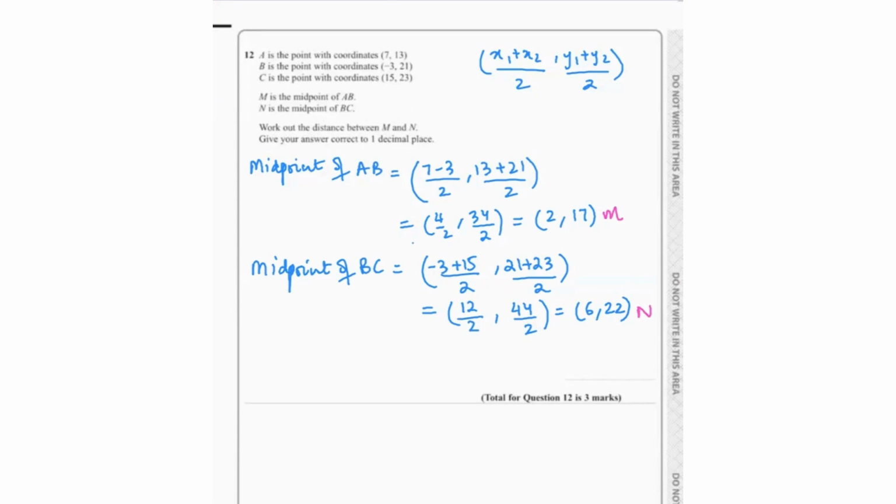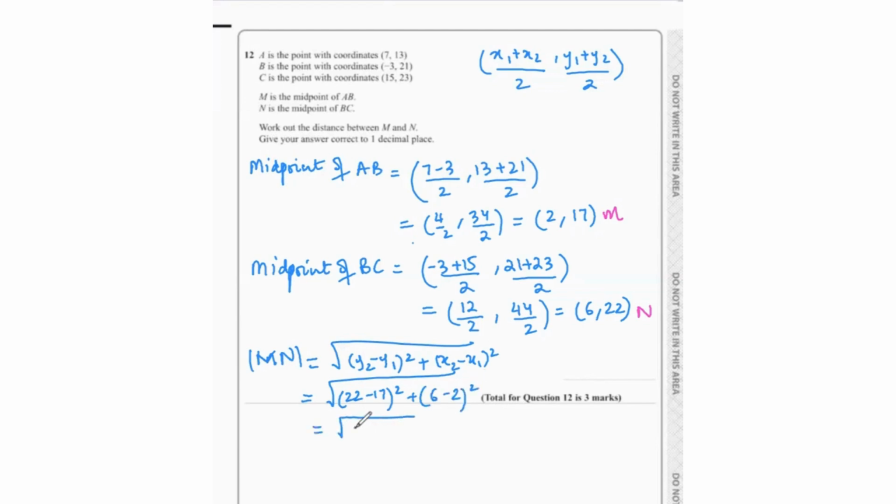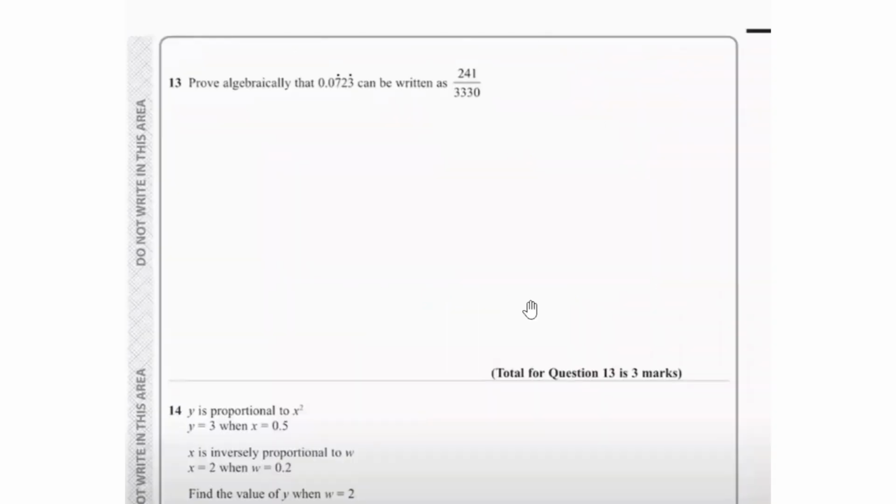So to find the distance, the formula we use is square root of y2 minus y1 whole square plus x2 minus x1 whole square. So that's going to be 22 minus 17 whole square plus 6 minus 2 whole square, which is going to be 5 square plus 4 square, and that is 25 plus 16, and that will give you square root of 41, which is 6.4, correct to 1 decimal place.